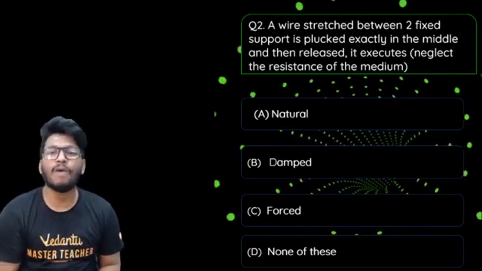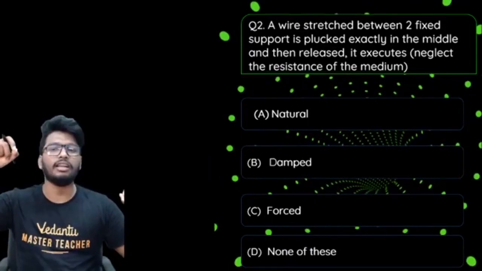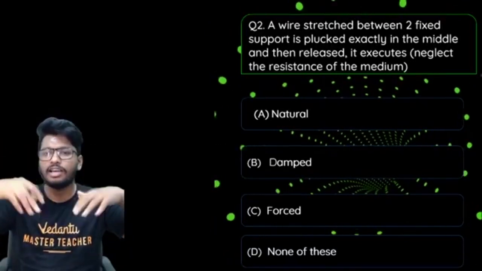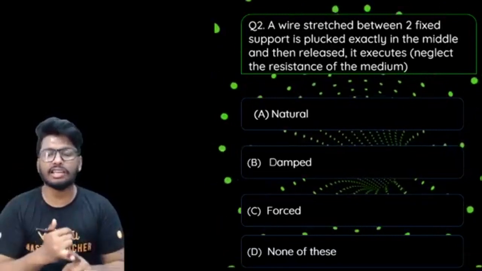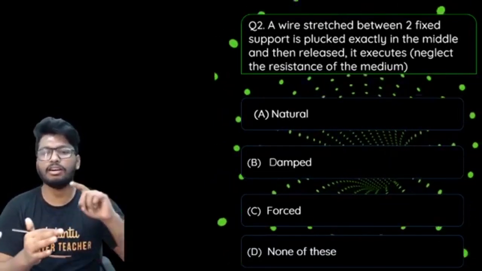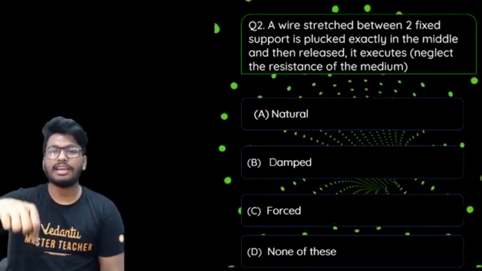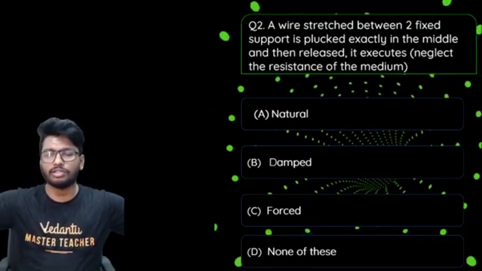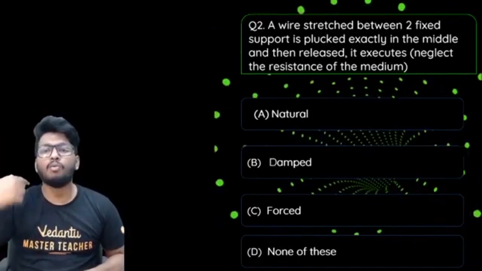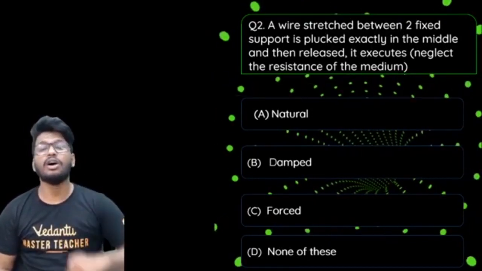Second question. A wire stretched between two supports is plucked exactly in the middle and then released. Neglect the resistance force of the medium. Is it going to be damped vibration, natural vibration, forced vibration, or none of these? You have a wire that is stretched and fixed at two supports, and you pluck it exactly in the middle. What type of vibration do you see over there? Natural, damped, forced, or none of these?